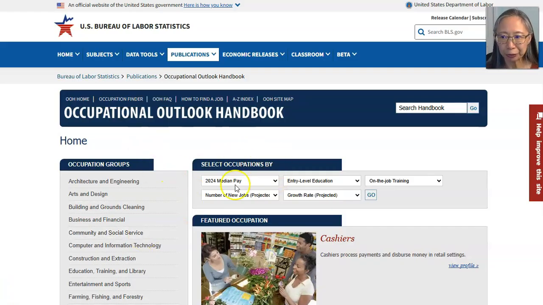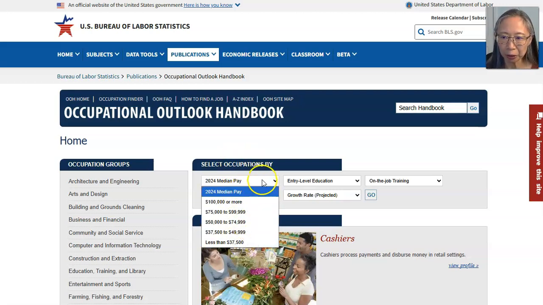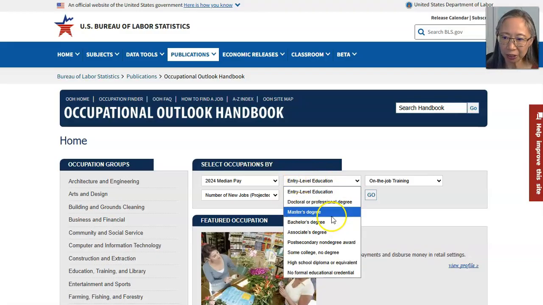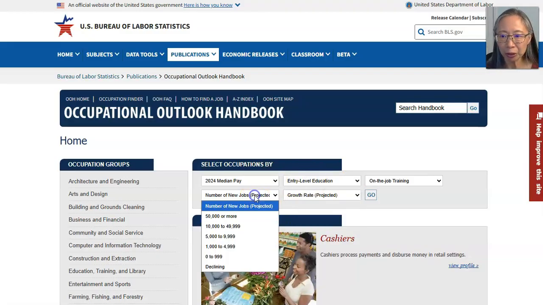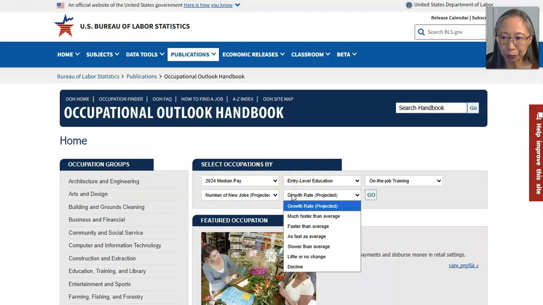This website has several filter options. You can select an occupation by pay. So, for example, what pay range you're looking for, or education level, or number of new jobs that is being projected in the coming years, as well as the growth rate.